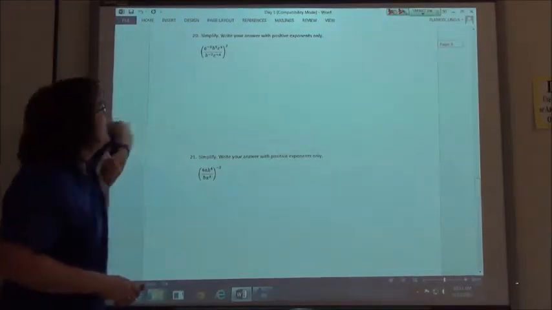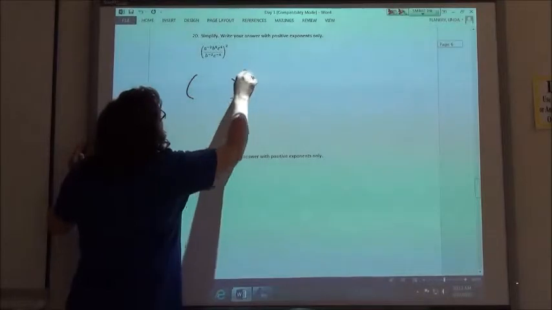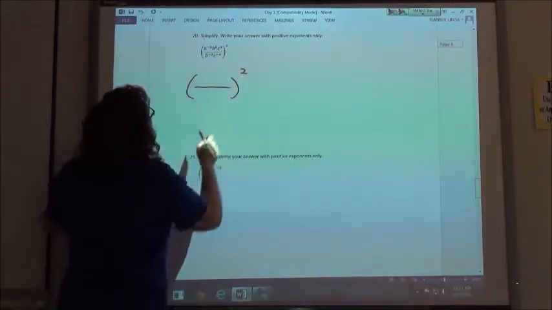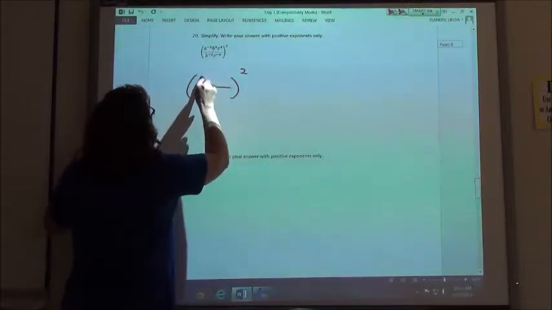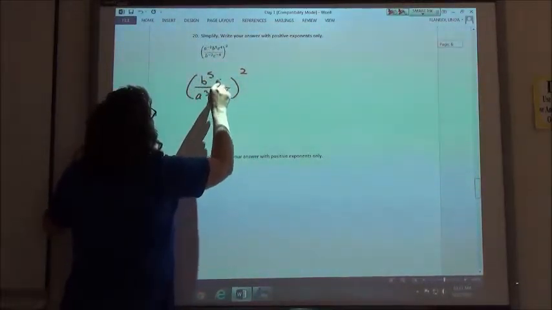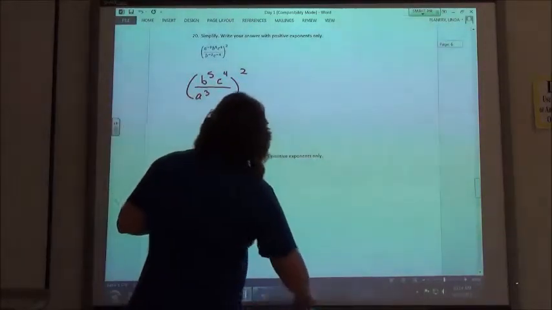It's a positive 2 exponent. So I'm going to worry about the negatives on the inside. So on the inside, the a to the 3rd is going to move to the bottom. The b to the 5th is going to stay up on top. C to the 4th is going to stay on top.